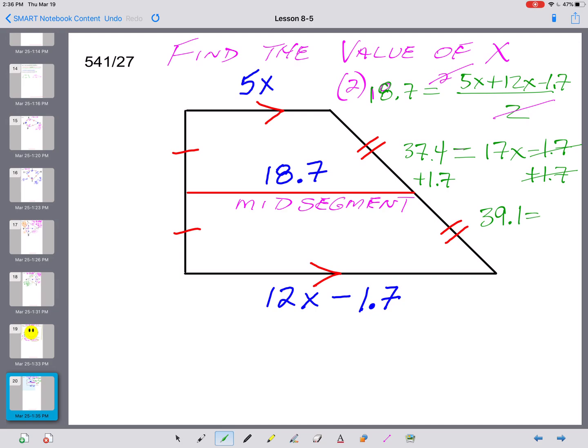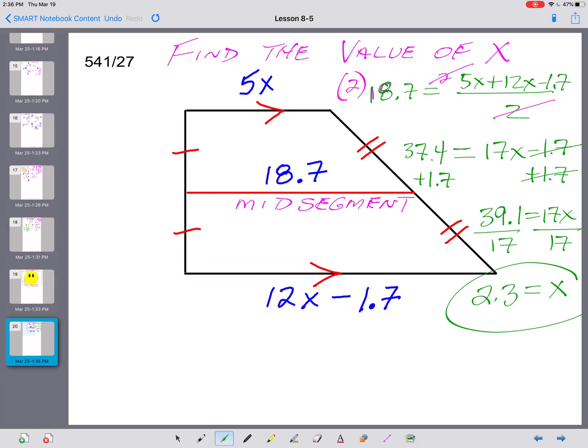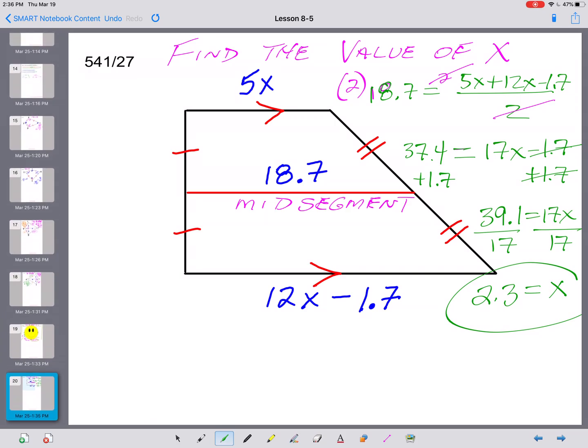39.1 equals 17x. Divide by 17. Let's see what we got. Okay, take that, divide by 17. There it is, 2.3. Is it possible to get a decimal answer? It is. That's the answer that we got. That's the answer of the book, okay? I think that wraps it up. Have a good one.